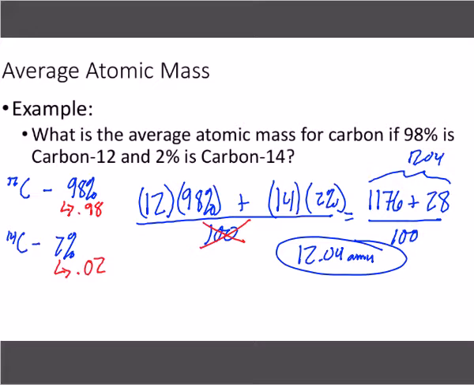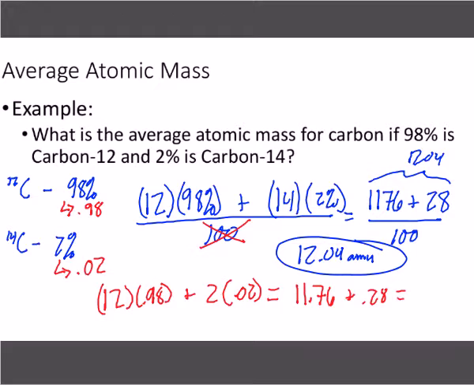You with me? Okay, so now all I have to do is do this. 12 times 0.98 plus 2 times 0.02. The math, guys, you can see looks very similar. It's actually 11.76 plus 0.28, and when I add it up, I still end up with 12.04 AMU. Either way, you get to the same answer. Whatever way you're more comfortable with, go with it and do it that way every single time.